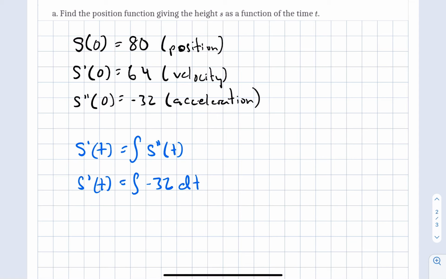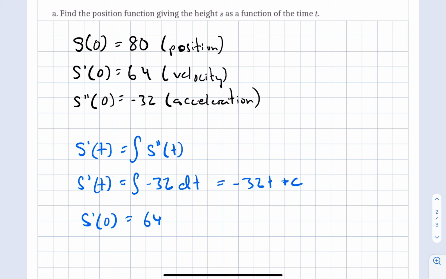Okay, so just think about what that means if we're going to integrate negative 32. Okay, and that is going to equal negative 32t, and then we'll add in the constant of integration. Okay, so that's going from acceleration to velocity. Now we can figure out what this c is, because from earlier, s prime of 0 is going to equal 64. Okay, we saw that up here.